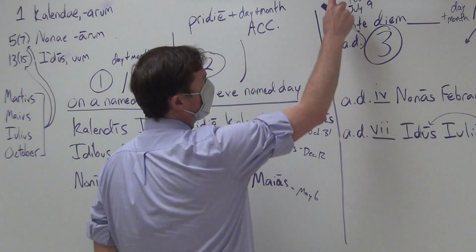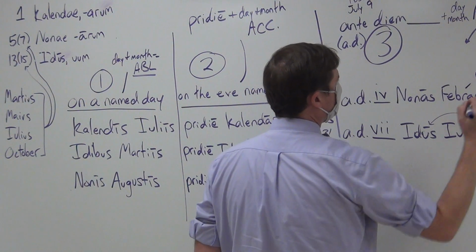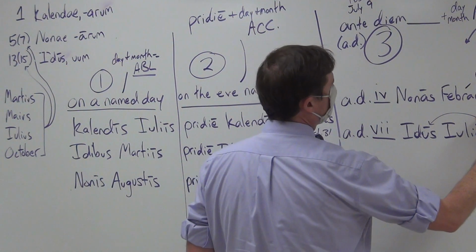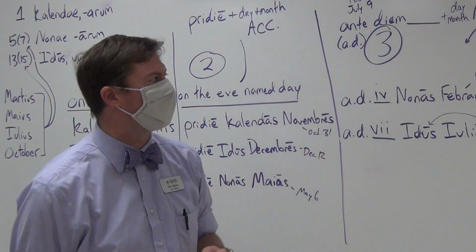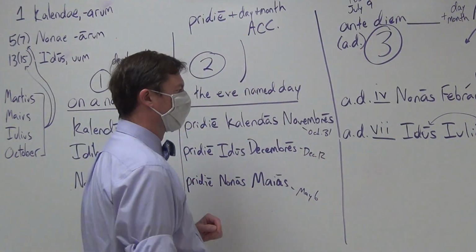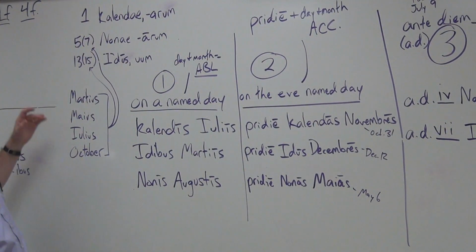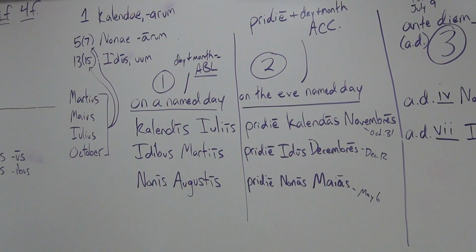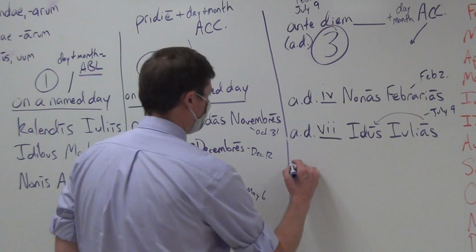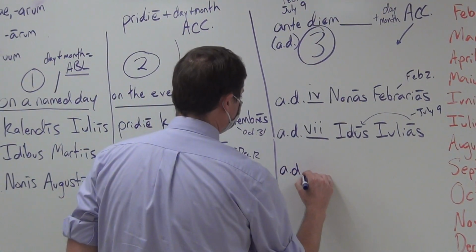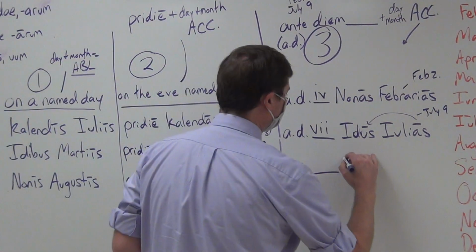So let's do one more, March 17th. So again, this one is February 2nd. This one is July 9th. And now we're going to do the day on which I'm making this video, March 17th. Does March 17th fall on one of these days? Nope. Does it fall on a day before one of these days? Nope. So we're going to have to count to the next day that's going to fall. What is the next day that's going to fall? That'd be the Kalends. So here we put Kalends in the accusative.